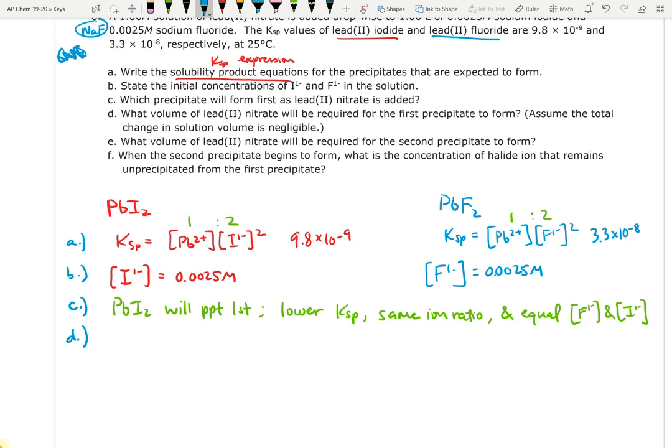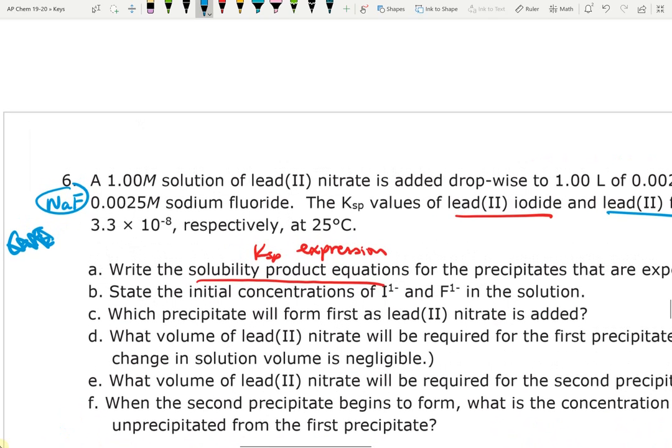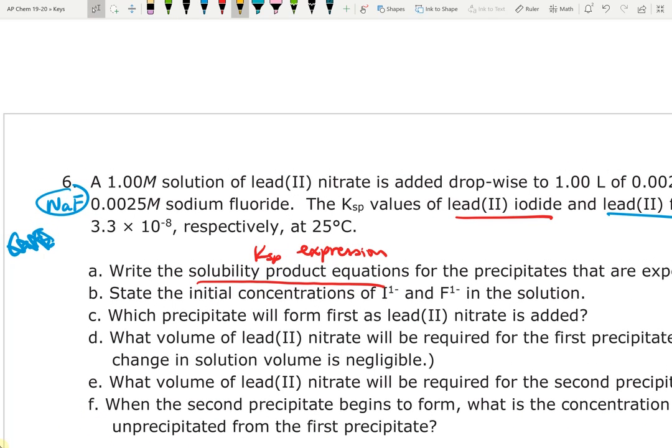For D, it wants us to figure out what volume of lead nitrate solution will be required for the first precipitate to form. We're suggesting that that's lead iodide. Notice here they're asking us for the volume of lead nitrate solution. Up in the problem, they tell us a very specific amount: we're adding from a 1 mole per liter solution of lead nitrate.